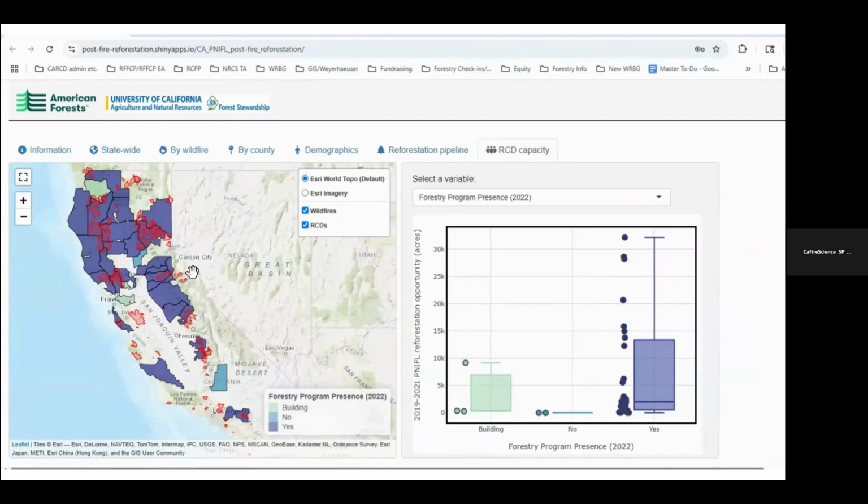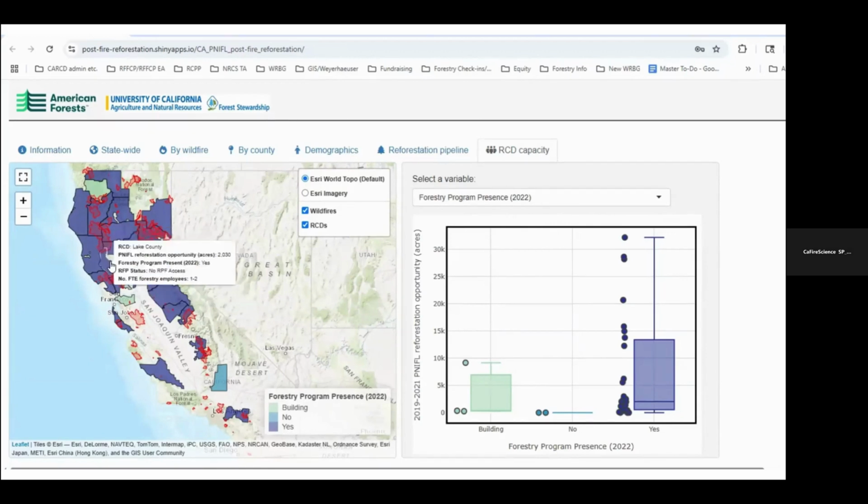We, of course, have a pretty solid understanding of RCD forestry capacity through working closely with them, but this tab could allow us to quickly verify information for potential funding opportunities or other uses. Also, it would be great if further funding was available to make this kind of a living map.